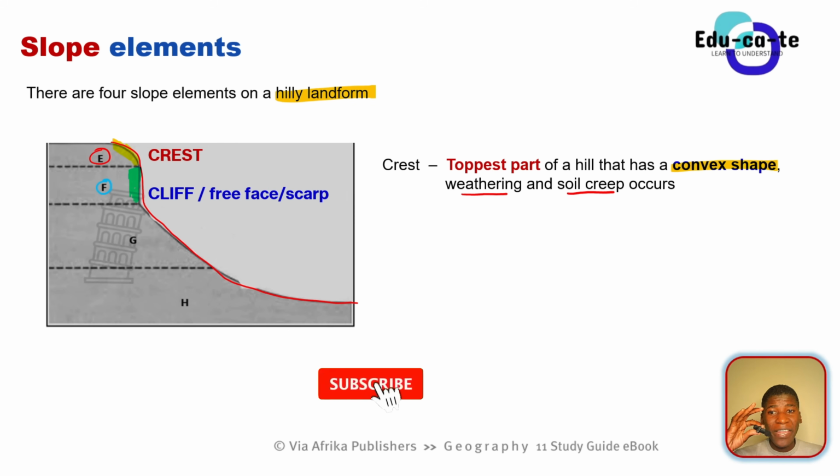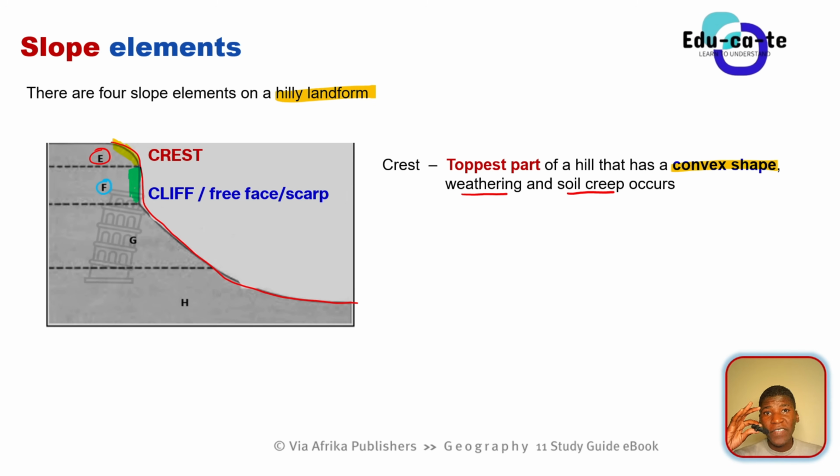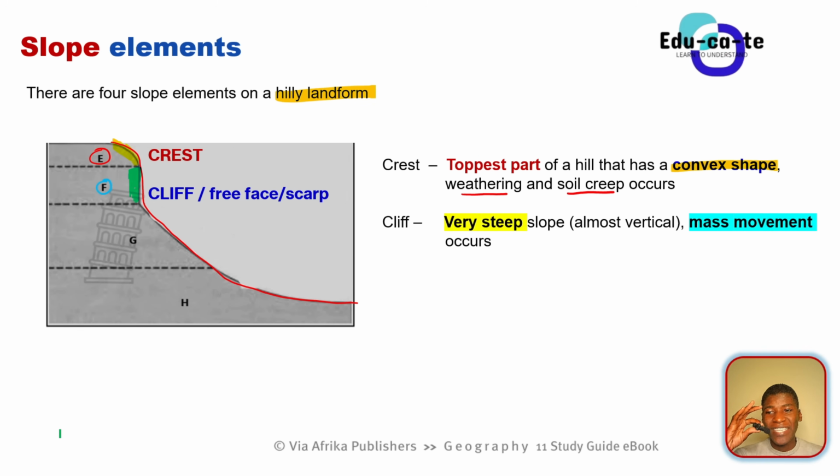So the other name for a cliff is a free face slope, or you can say it's a scarp slope. Do not confuse this with the scarp slope in the topography associated with inclined strata. Here, when we are talking about the slope elements, the scarp slope refers to the cliff, or the free face slope. This slope is very steep. You can see that it is almost vertical, very straight. It is a vertical slope, a very steep slope.